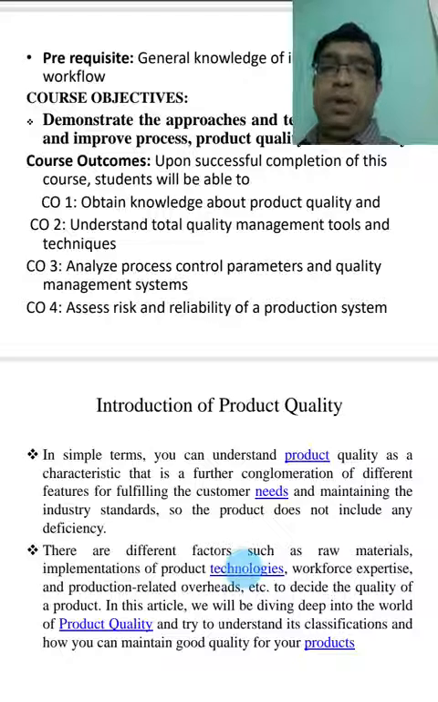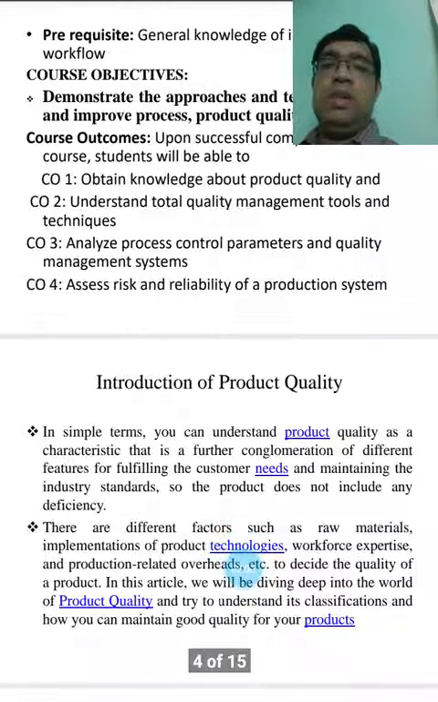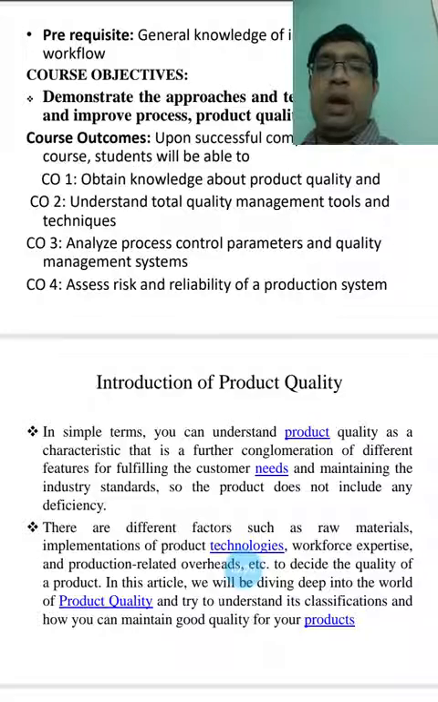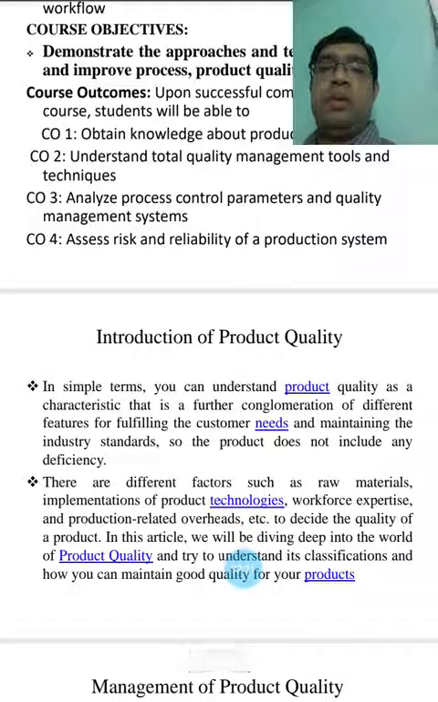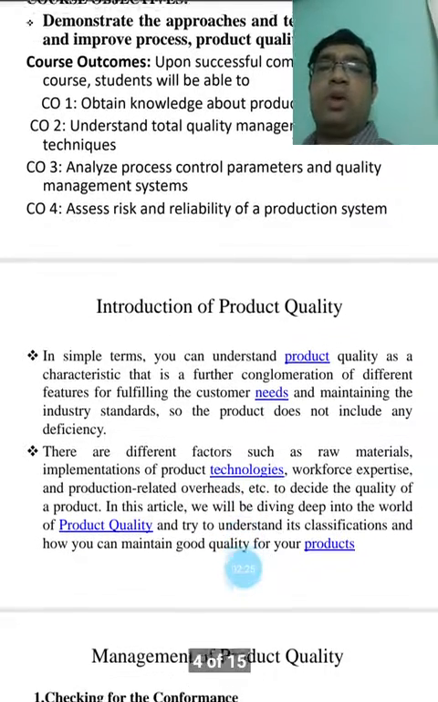The lesson plan and the syllabus are given by module, and this is the first module. We have to introduce the different types of product quality, the management of product quality, quality control, quality assurance, and the different roles of the quality gurus. So this is the first module, the introduction of product quality.